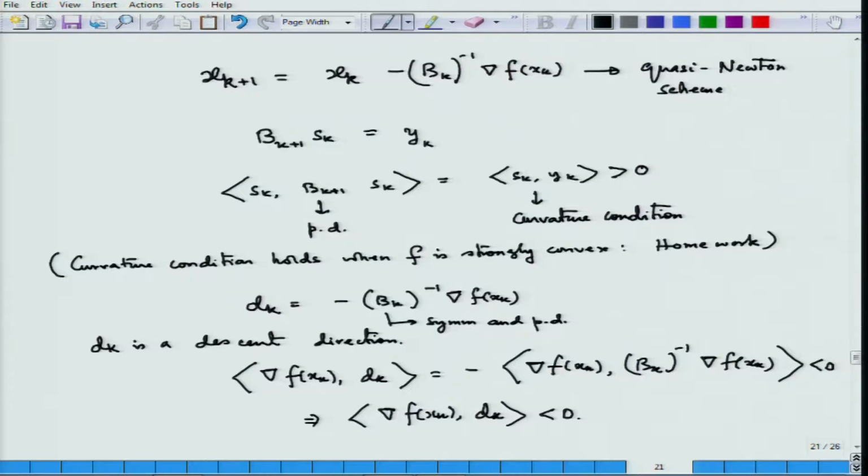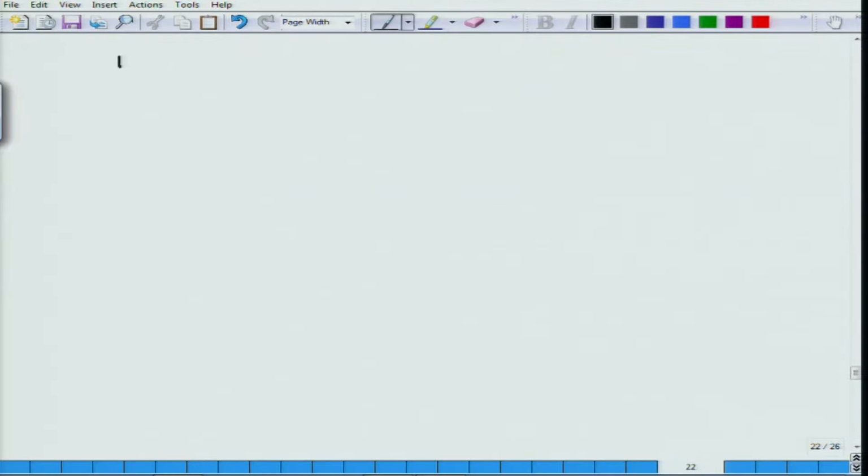So, the important question here is how do I update the matrices B. If I know B_0, usually the starting one is the identity matrix, because we know that it is anyway positive definite, then I have to go from B_0 to B_1, B_1 to B_2 and so on, B_k to B_{k+1} and so on. The question is how do I make these updates, how to make an update from B_k to B_{k+1}.